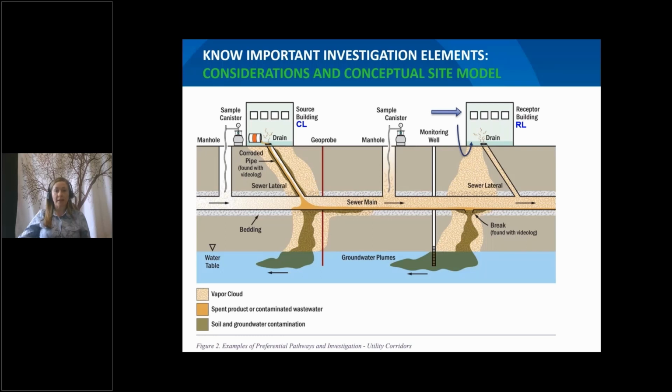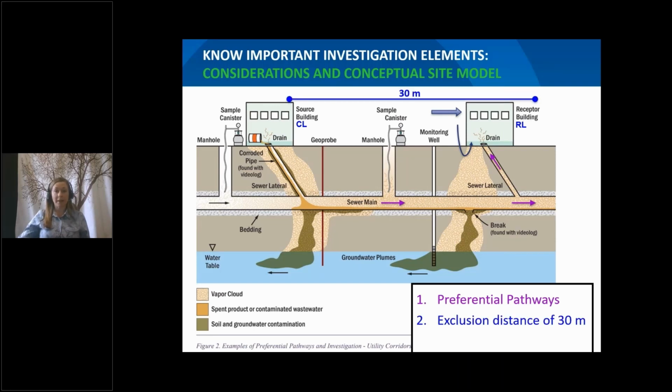When characterizing vapor contamination at a site, there are a couple of key considerations. The first is whether preferential pathways are present and conveying vapor to nearby buildings. Next, is that vapor investigation needs to be conducted within 30 meters of the edge of the plume.